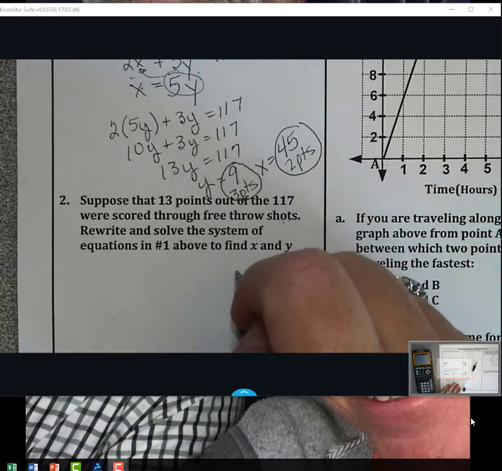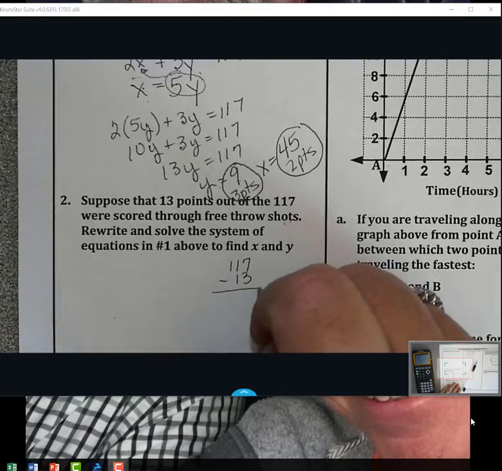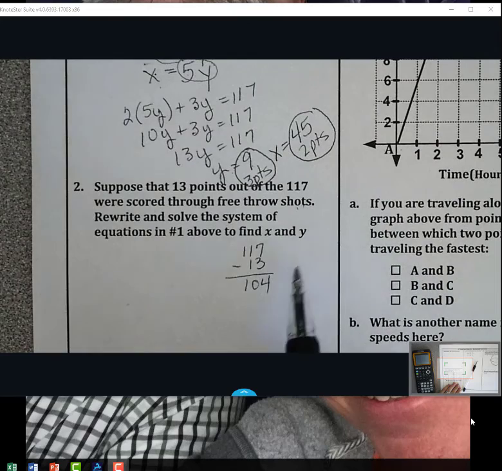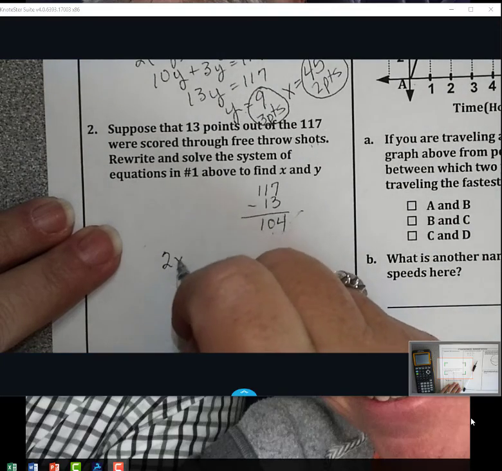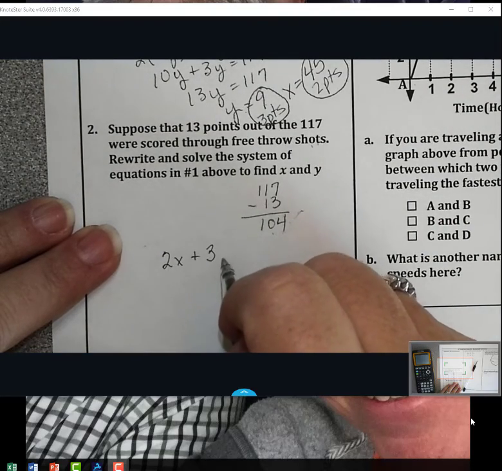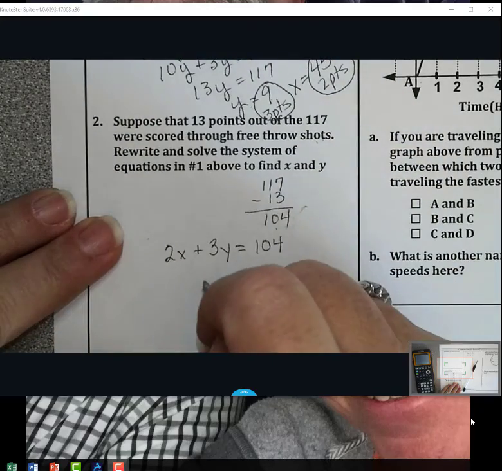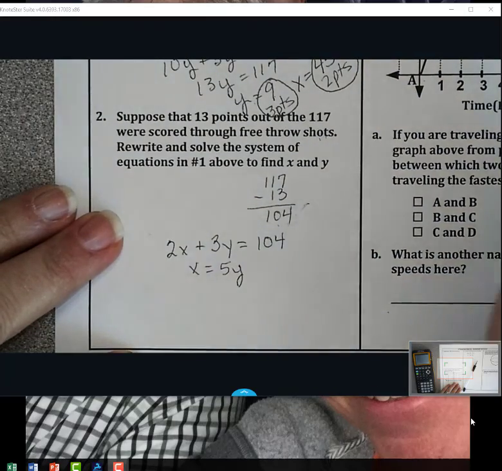So the first thing we're going to do is take 117 and subtract off the 1-pointers. Right? And then they're asking us, after you take away the 1-pointers, how many 2 and 3-pointers were made. So it's going to be almost the same equations. 2x plus 3y equals 104. That's different. But the x equals 5y, that part is actually the same.